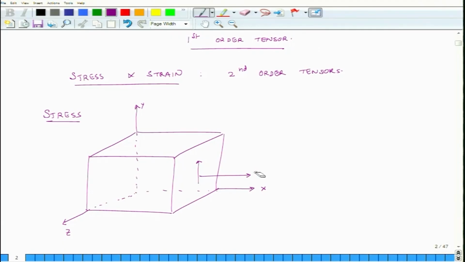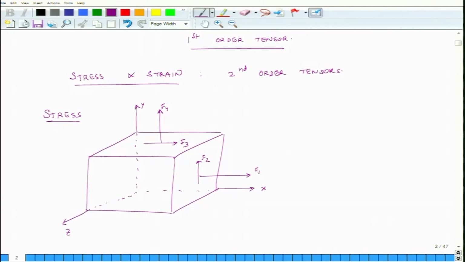I can also apply a force on this plane which is tangential to the top surface, and I can apply a force on the top surface which is normal to the top surface. So, let us call this F1, this F2, this F3, and this F4. We will just talk about these 4 forces.